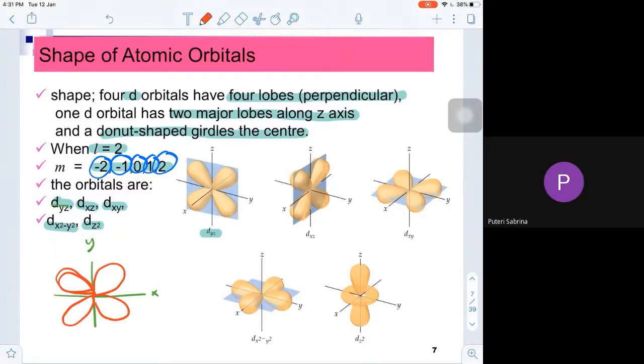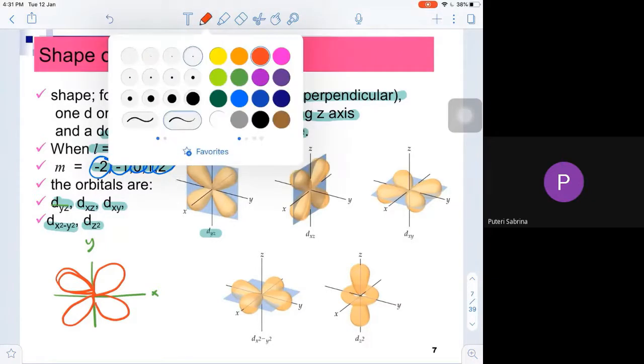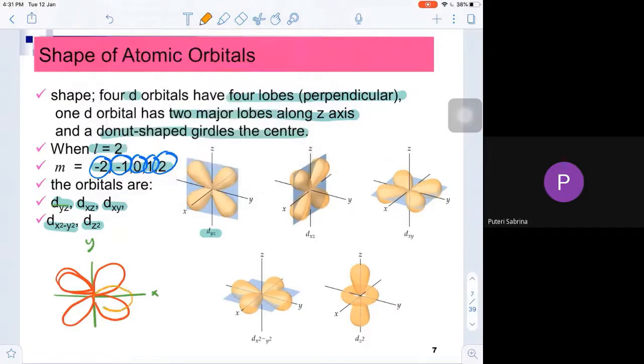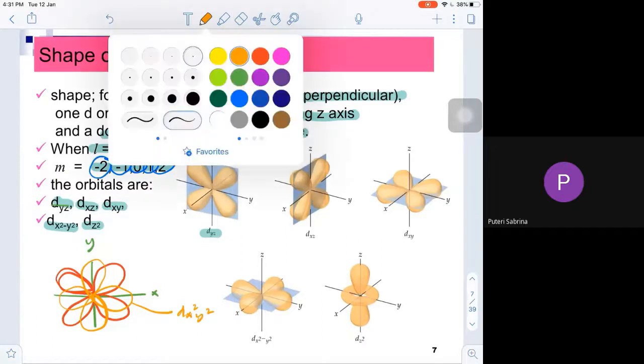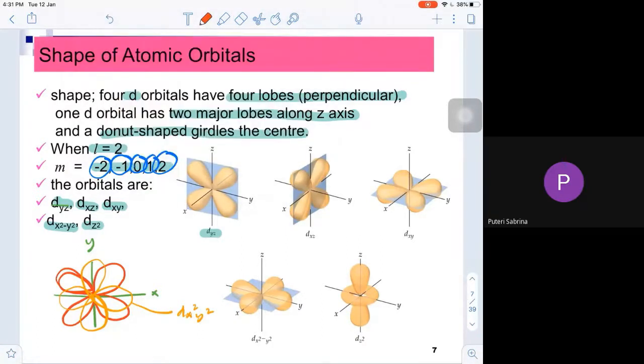However, if we have lobes on x and y, they are on x and y, so they are what we call the x square y square. Between them will be the xy.